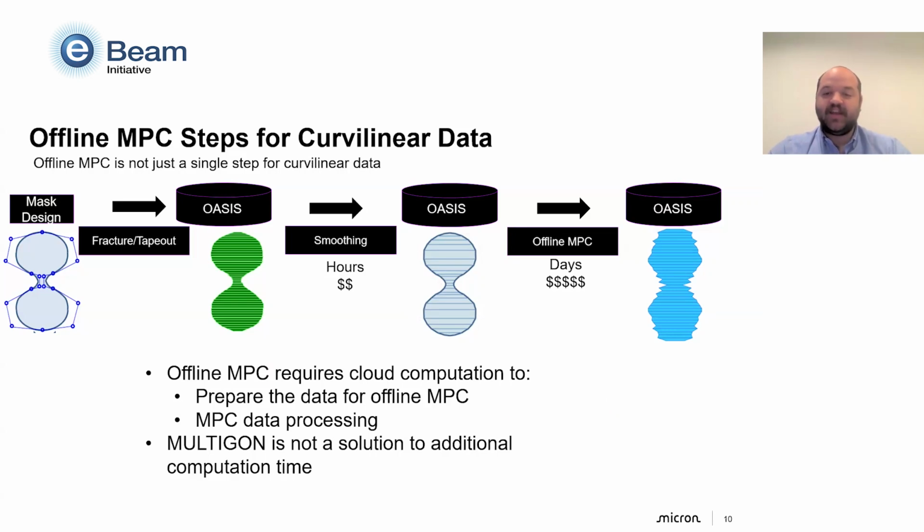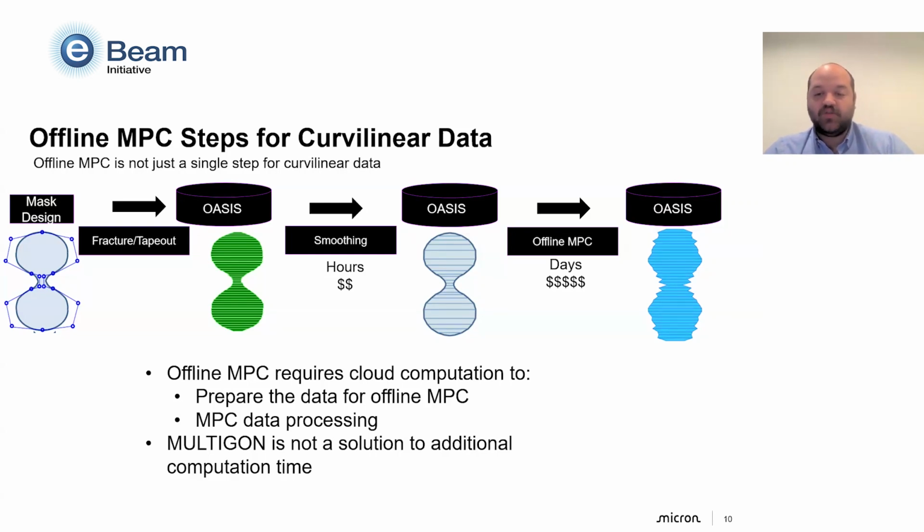Since MPC occurs at every vertex, high polygon count incurs high computation time. Without smoothing, MPC would be far too long. The additional cloud computation time for smoothing is on the order of hours. After it's been smoothed, it's now ready for offline MPC. Offline MPC moves the edges locally and adds polygons to produce more accurate contours on the mask. This requires cloud computation and has an additional cycle time of days.